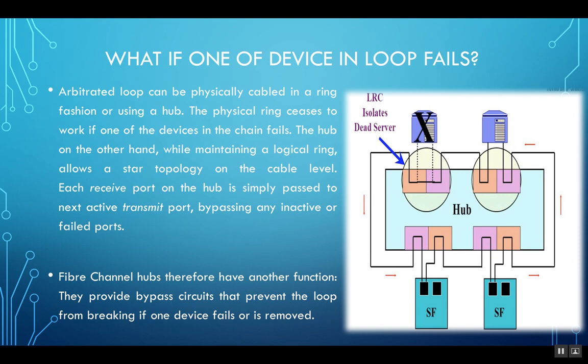Arbitrated loop has a physical ring. If it ceases to work, then the hub will maintain the logical ring. It will isolate the device or the link that has failed and allows a star topology on the cable level, and passes the data or any signal that it was passing by bypassing any inactive or failed ports. The fiber channel hubs therefore have another function, which is that they provide bypass circuits that prevent the loop from breaking.